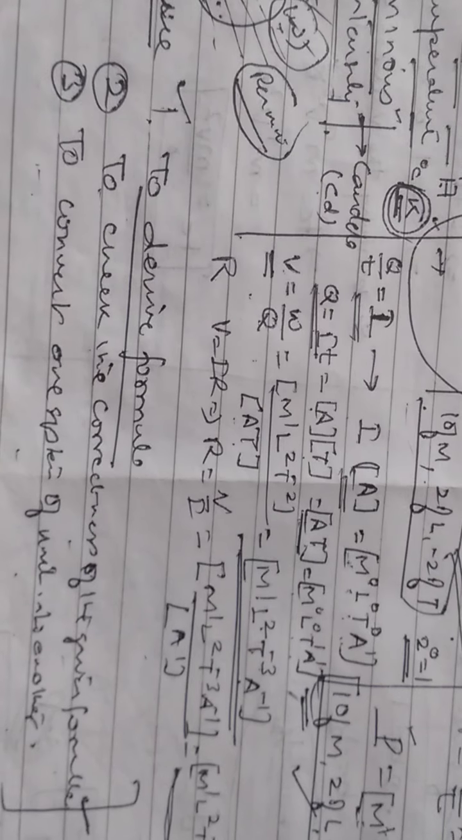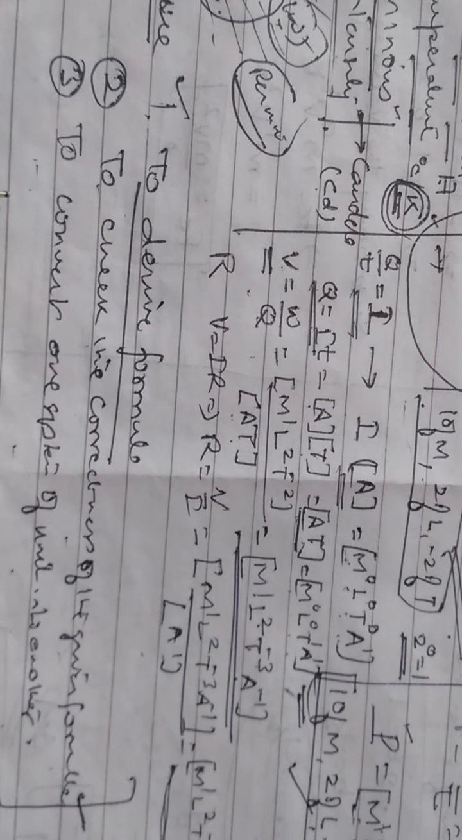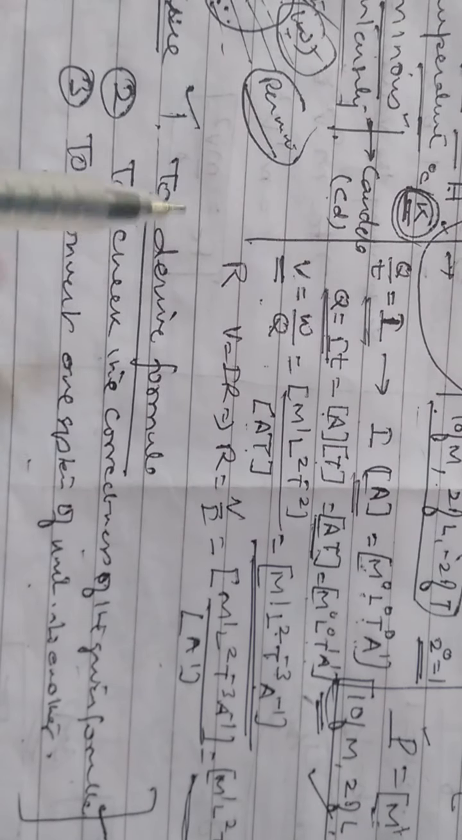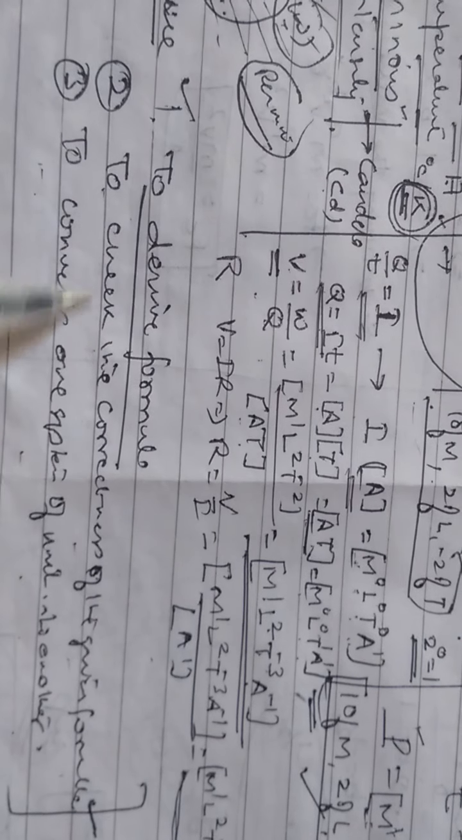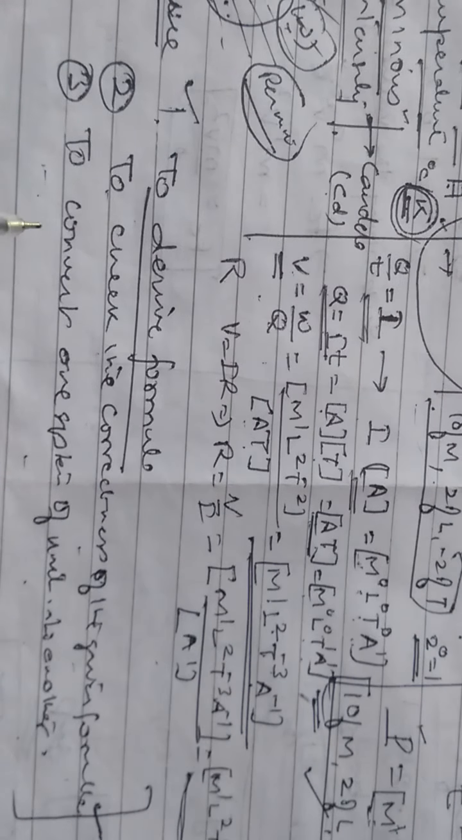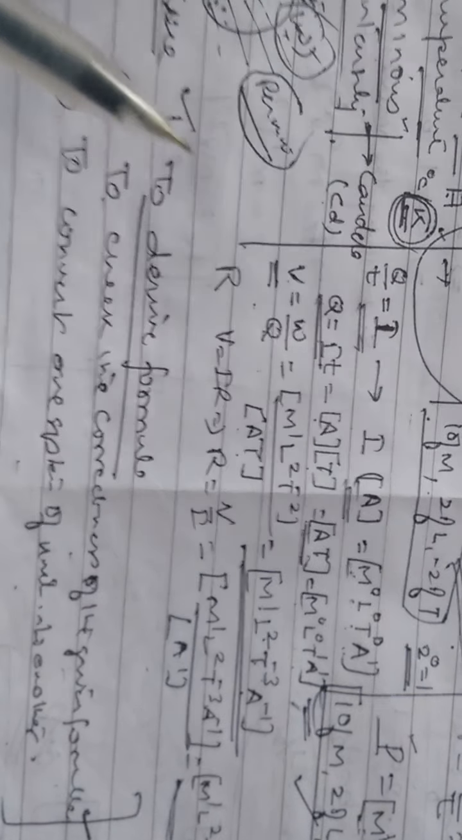Hello dear students. Today we are doing applications of the dimensional analysis method. There are three applications in the dimensional analysis method. First is to derive a formula, second is to check the correctness of a given formula, and third is to convert one system of units into another system of units. Now we are doing them one by one.